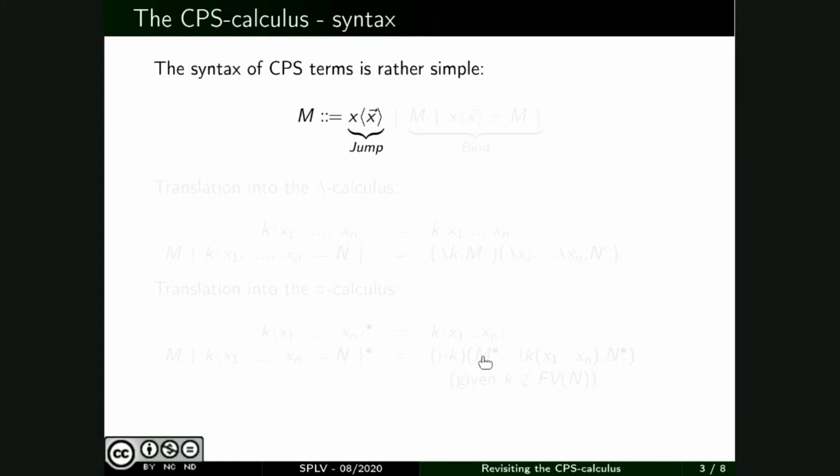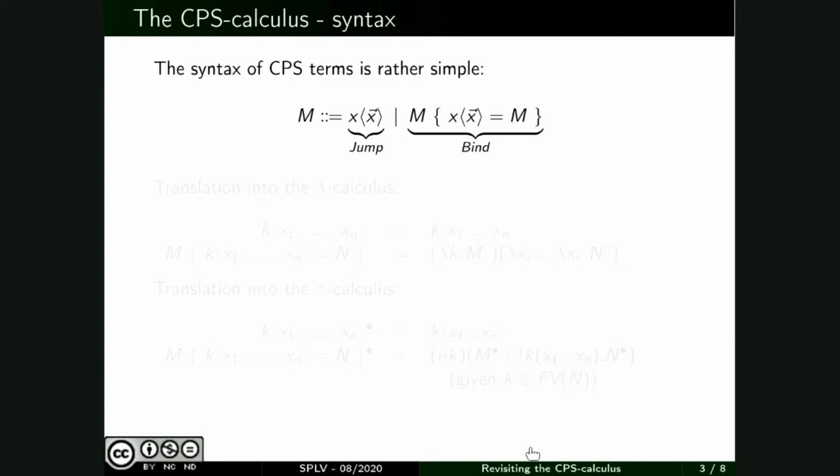It's rather simple, as the lambda calculus is. So you have just a jump construct. You can jump to a continuation, giving a set of arguments. And you can bind a continuation inside another term.